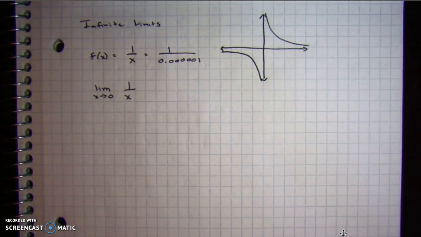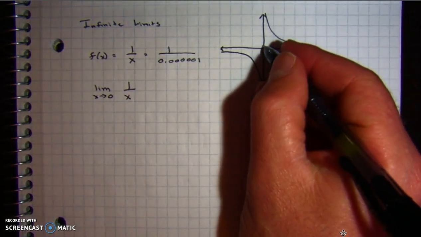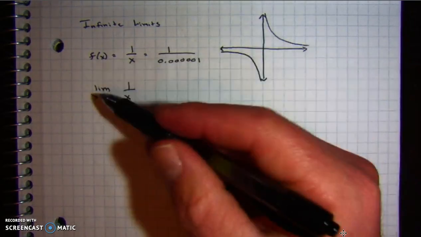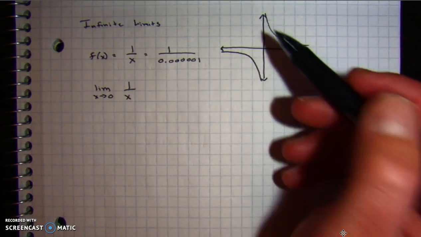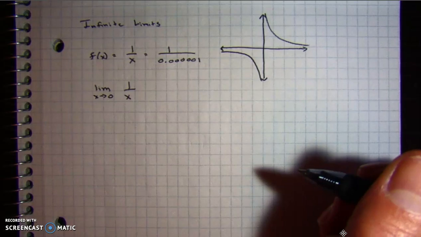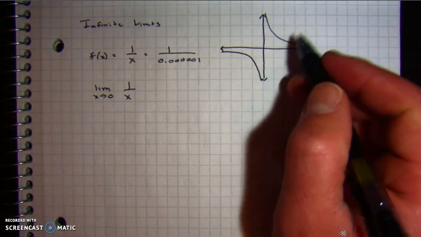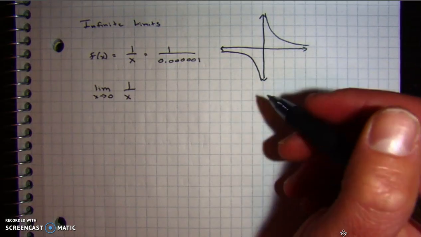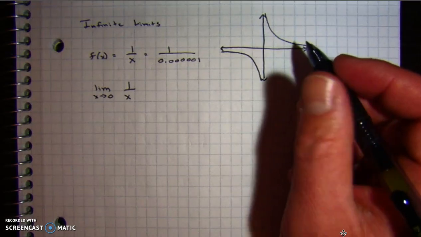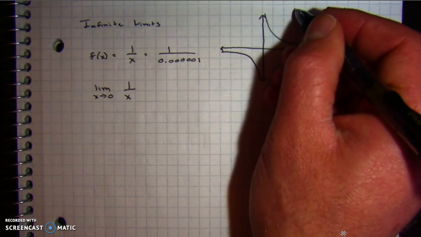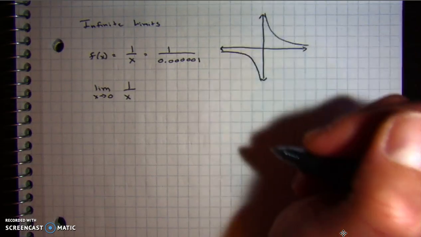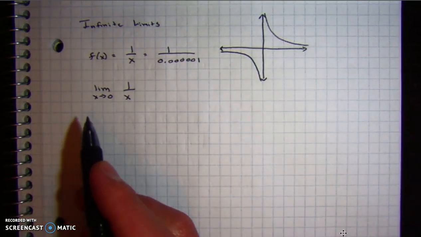So 0 is right here, and we're looking at the limit as 1 over x approaches 0. Well, we have a problem here. To be a true limit, it has to approach the same number coming from the right as it does from the left. So technically, this limit wouldn't exist.